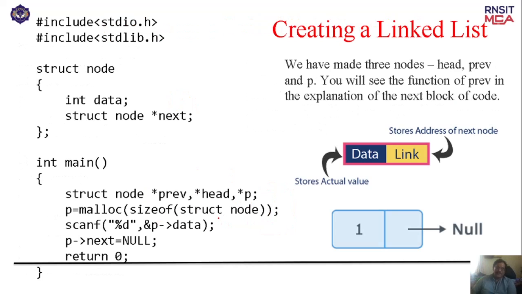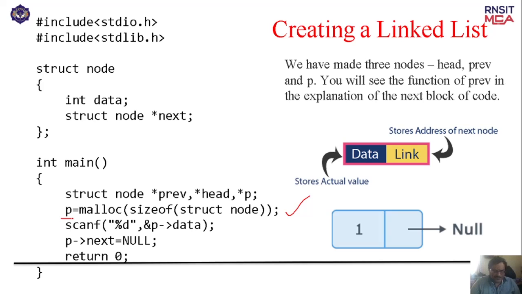Now the third step is you have to read the data and store it into the new node. Before that, you should allocate the memory. You can see you have allocated the memory for the new node, and that is what you call P. For this new node, memory is created. Memory is nothing but one data part and another link part, the next part.